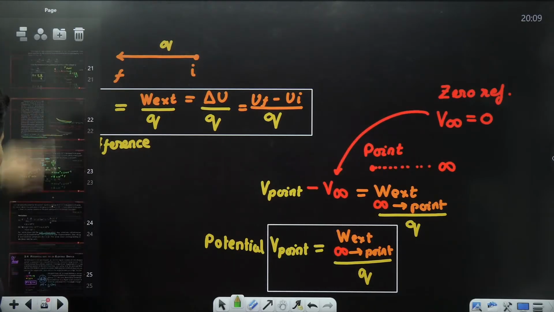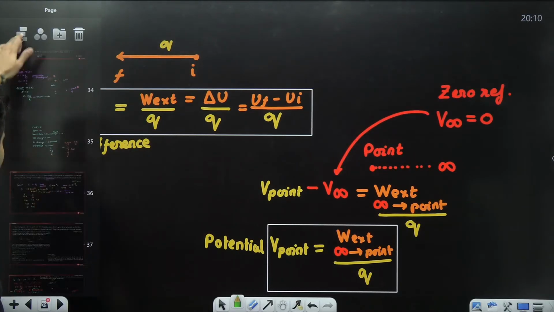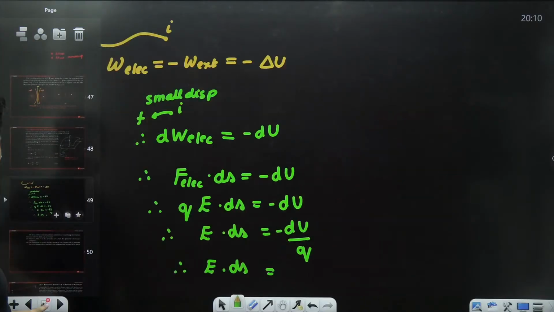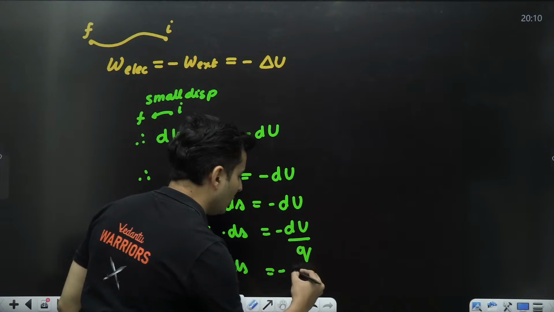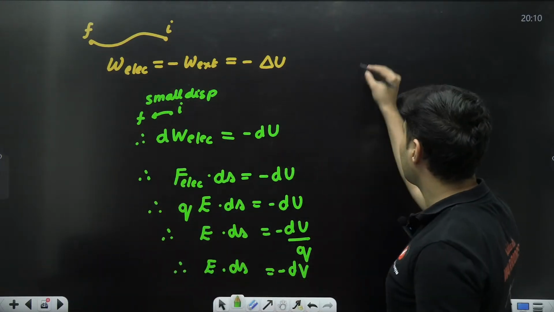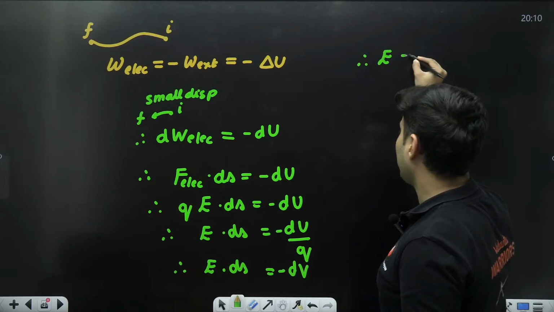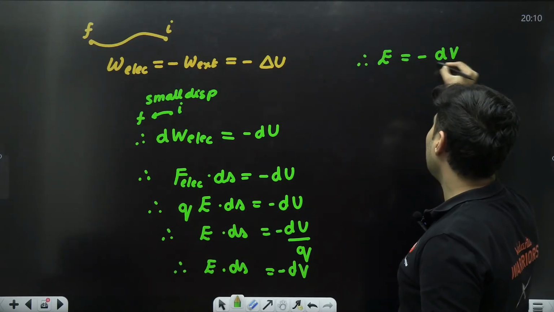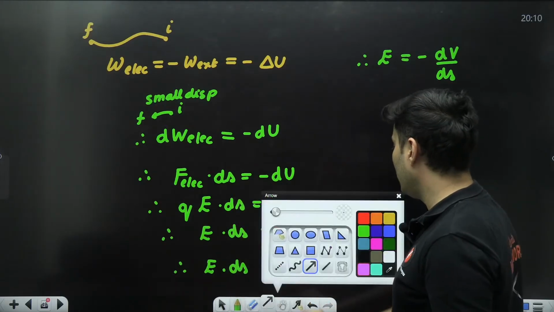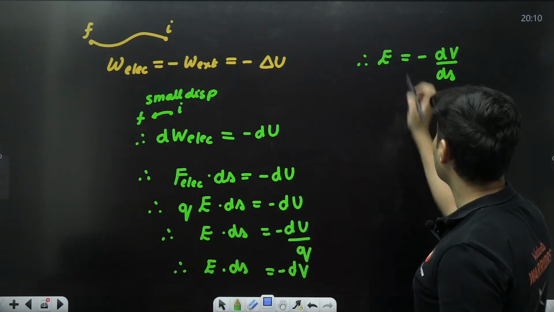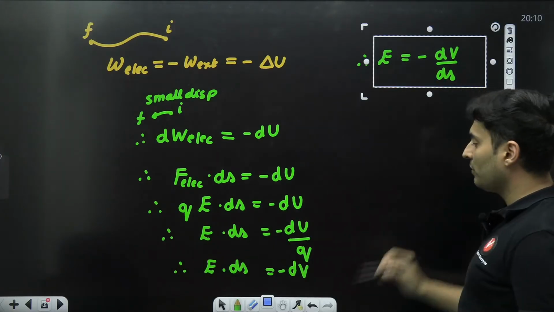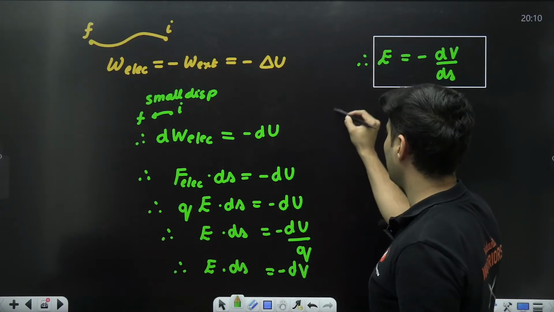So that means, what should this be? Wow, we have done a lot. So that means this should be nothing but dV. Perfect. So now move ds below over here. So electric field is minus dV by ds. This is the important relationship. Electric field is the negative rate of change of voltage with respect to distance.